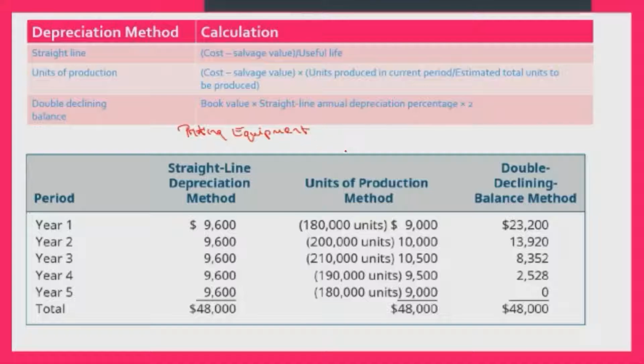Was purchased for $58,000. So this is the cost, $58,000. The salvage value is $10,000. Under the straight line method, all right, the useful life is 5 years.